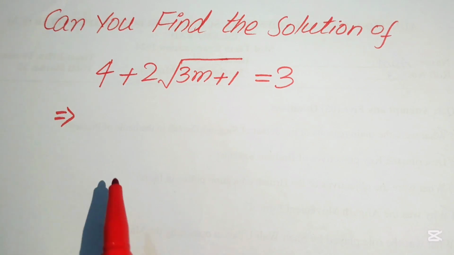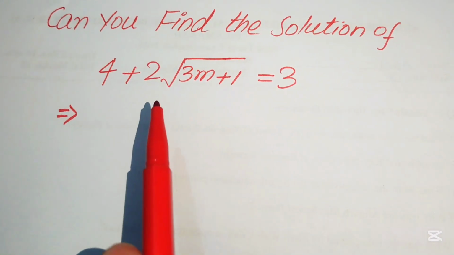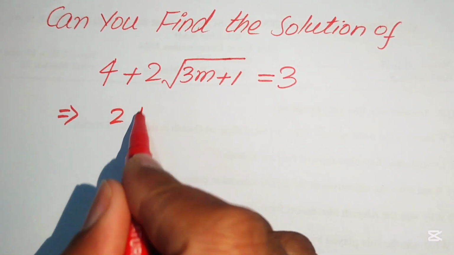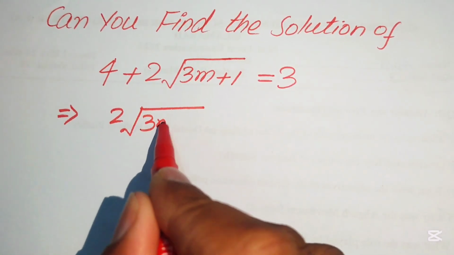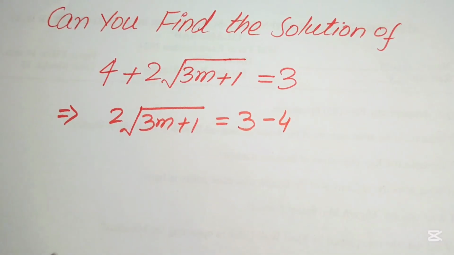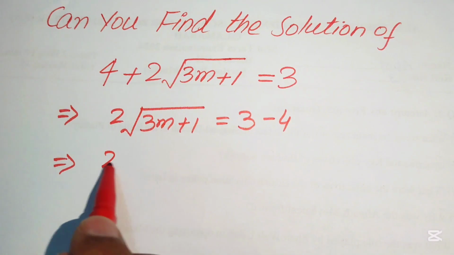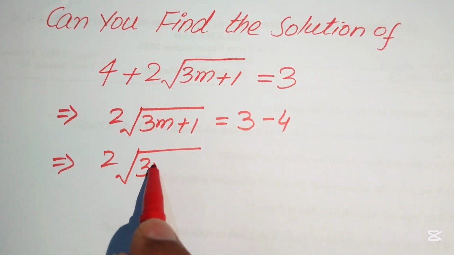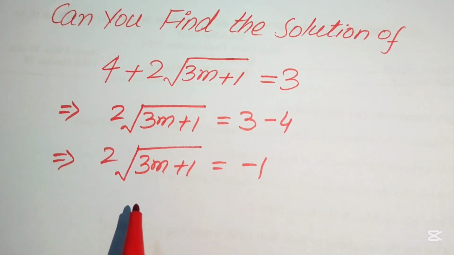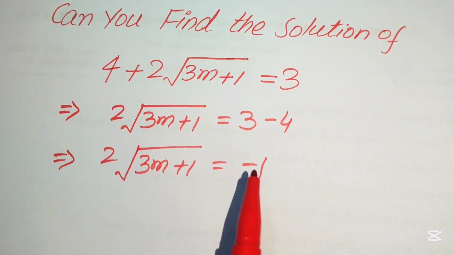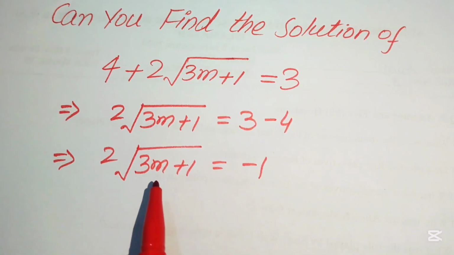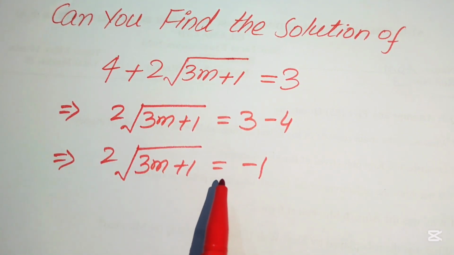So for your satisfaction, I can solve this equation. We move this 4 to the right hand side, and it will be written as 2 times the square root of 3m plus 1 equals 3 minus 4. So this becomes 2 times the square root of 3m plus 1 equals minus 1. Here you clearly see that this radical term equals a negative number, so we can directly say that this equation has no solution.